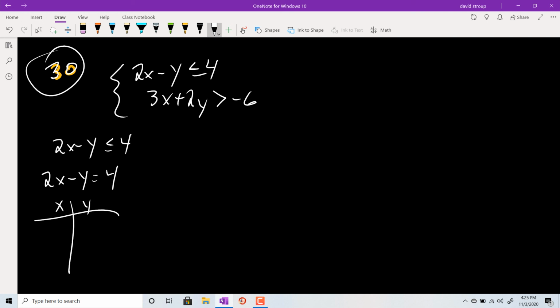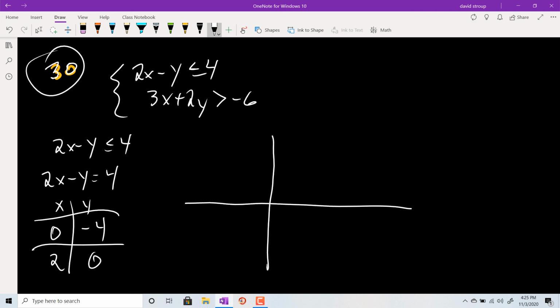I'm going to do x-intercepts. When it's in this form, it's best just to do x-intercepts. So when x is 0, y will be negative 4. Oh, that's the same line we had before, isn't it? And then when y is 0, x is 2. Okay, and we need a solid line this time.